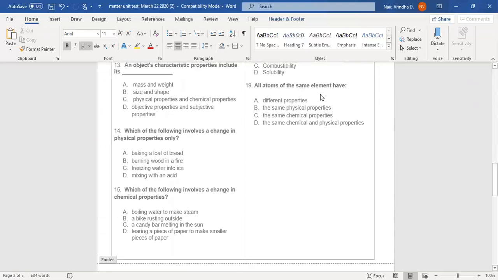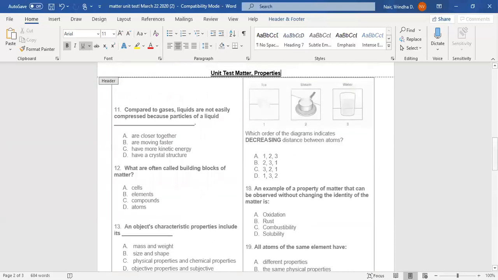All atoms of the same element have different properties, the same physical property, the same chemical property, or the same physical and chemical property. So all atoms of the same element can have what?